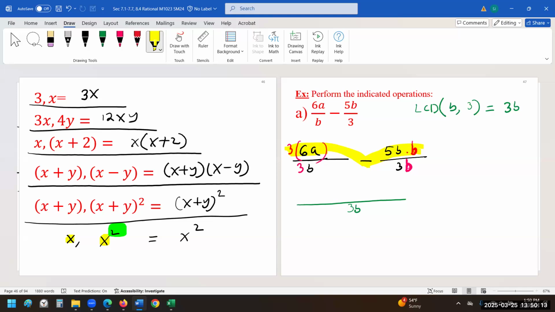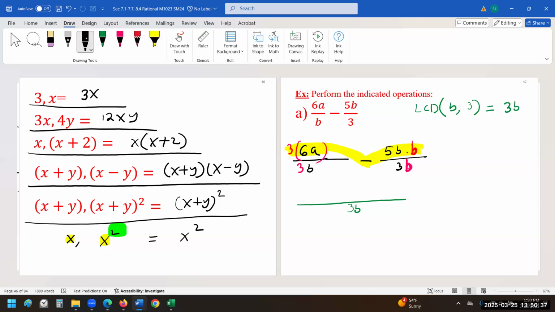Remember the first thing we did, equivalent expression. Once you multiply one place, you have to multiply the other place with the same, otherwise they're not equivalent. So we need B here definitely because that's our LCD. But in order to have equivalent expression, we also need to multiply the numerator.